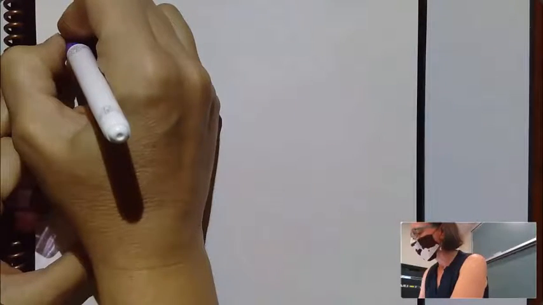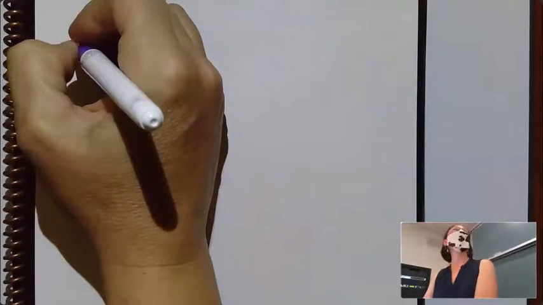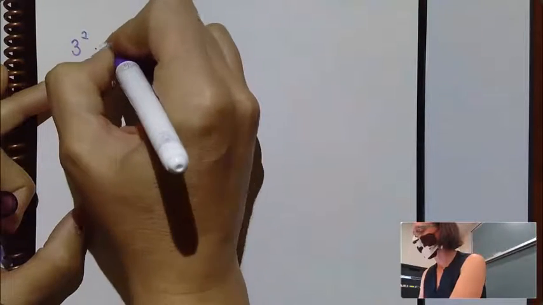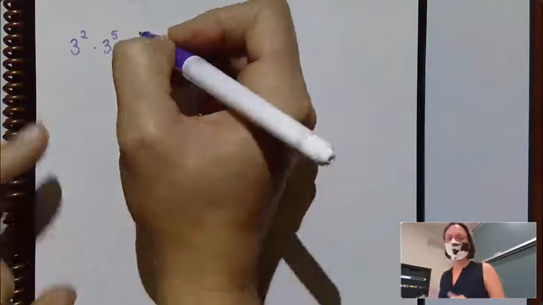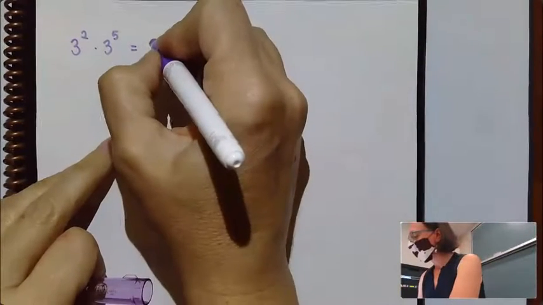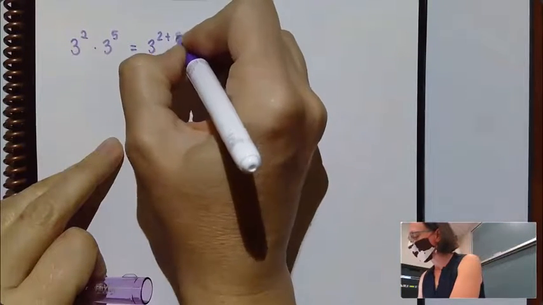So just some quick refreshers, additive law of exponents wise. If I have something like 3 squared times 3 to the 5th, what our additive law of exponents says is if I'm multiplying two things with the same base, then I can add those exponents together.